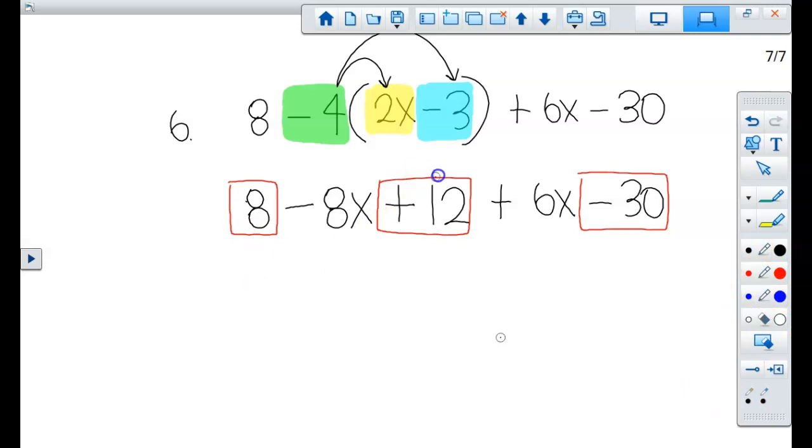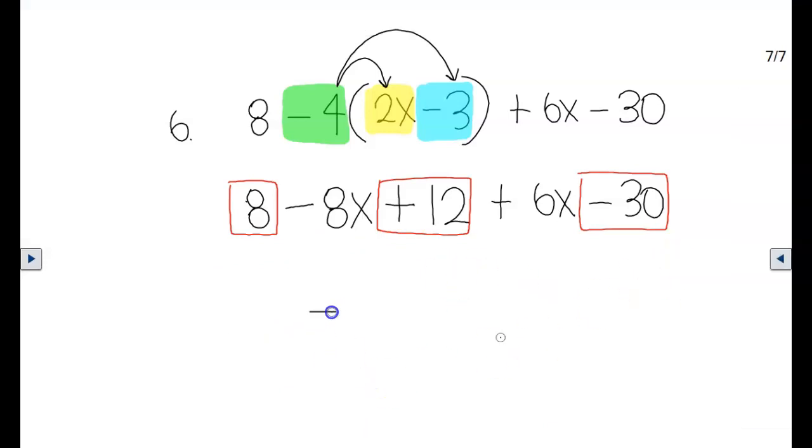We're going to do 8 plus 12, which is 20. 20 minus 30 is a negative 10. And that's where, if I were you, I'd use my calculator to double check my work. 8 plus 12 is 20. 20 minus 30 is a negative 10.